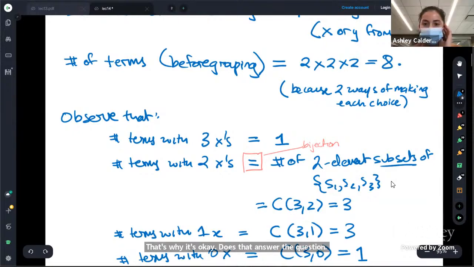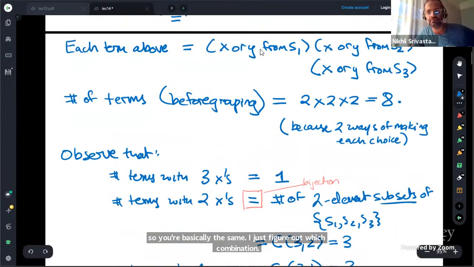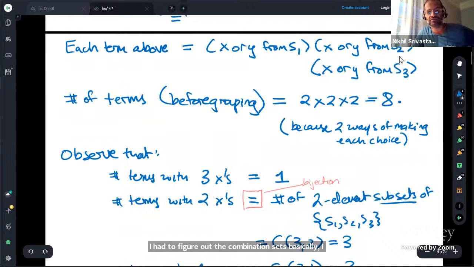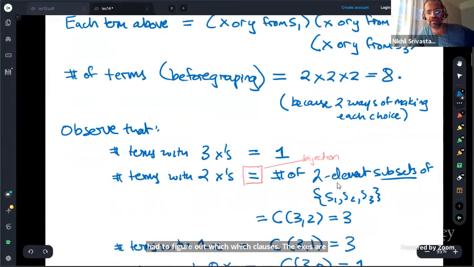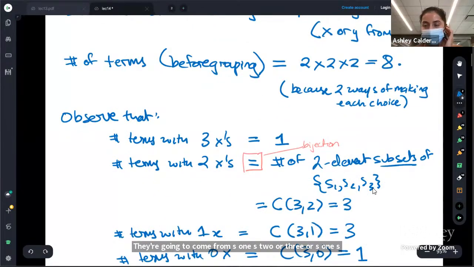Yeah, so you're basically saying I just have to figure out which combination sets, basically. I have to figure out which clauses the x's are going to come from. Are they going to come from S1, S2, or S2, S3, or S1, S3? Those are the only options.